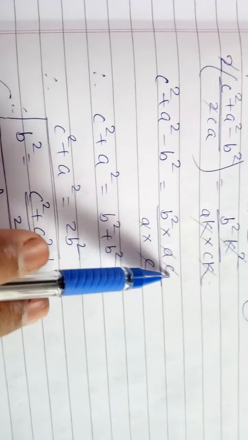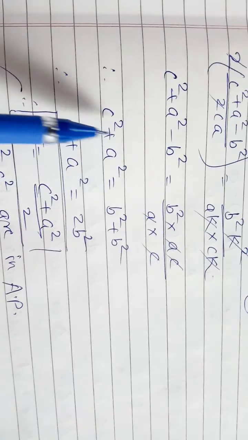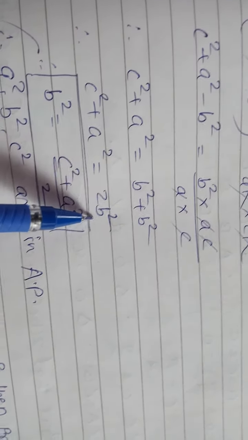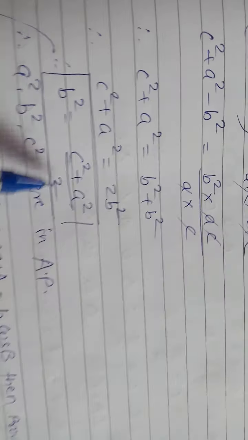Now this ac cancels with this ac, and so the remaining terms are c square plus a square. We are going to move this b to this side, so it becomes plus, and the remaining term is b square. So here we get 2b square is equals to c square plus a square. Now find the value of b square. So b square is equals to c square plus a square upon 2, and so we can say that a square, b square, c square are in AP.